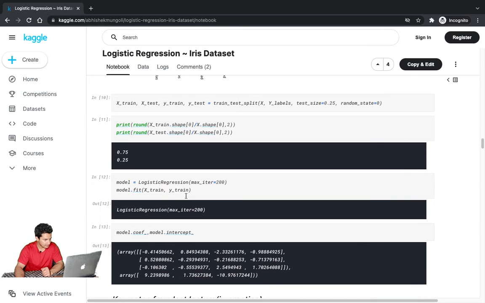And then we will run our logistic regression, and you can see the max iteration is 200, because if you remember from the previous video, for logistic regression a closed form solution doesn't exist.